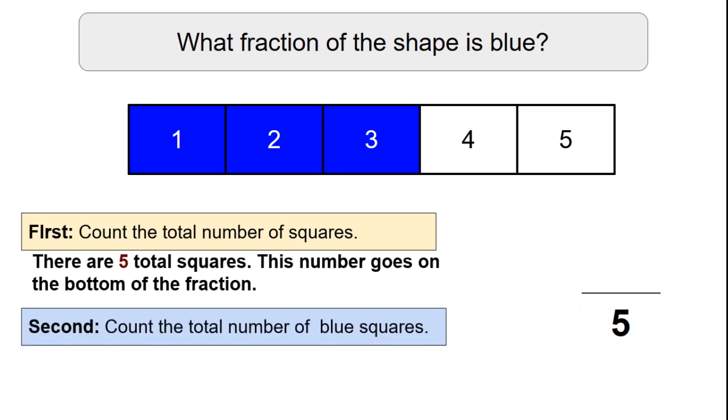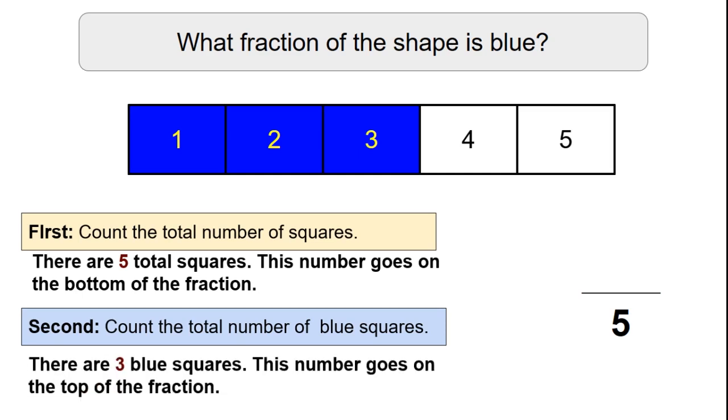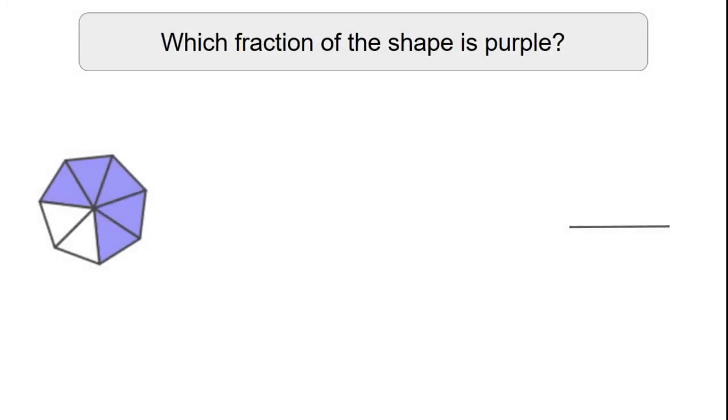But I want to know how many are blue. So next I'm going to count the number of blue squares. We have 1, 2, and 3. I write that number on the top because it's the amount that's colored. I only want to know part, so this is the part that I'm looking at, okay?